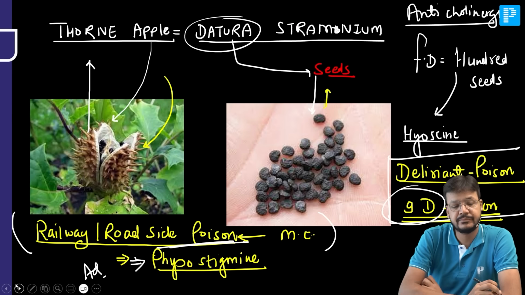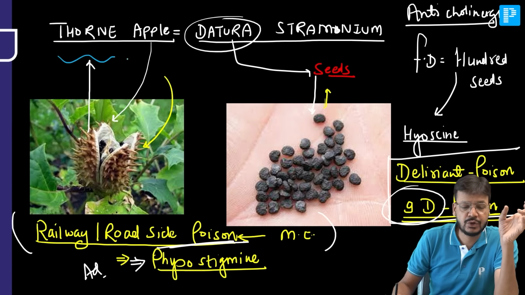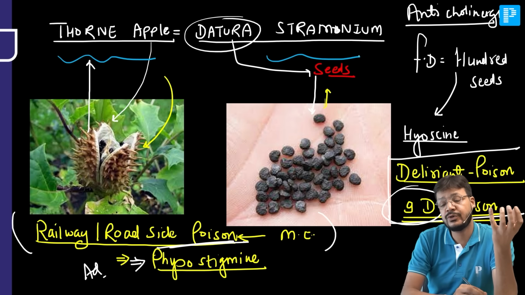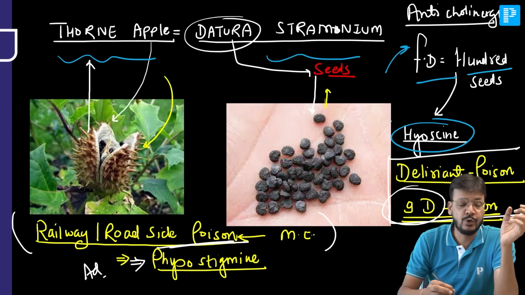Very, very important. This is, my dear friend, a very, very important plant, that is thorn apple, Datura stramonium, which is anticholinergic. Fatal dose is almost 100 to 125 seeds and its active principle is hyoscine.